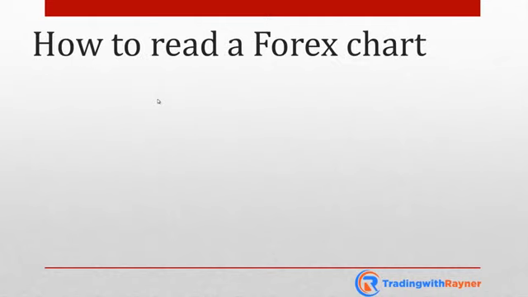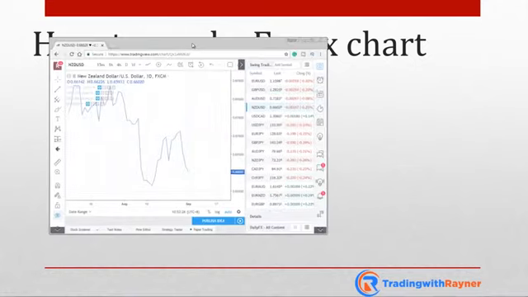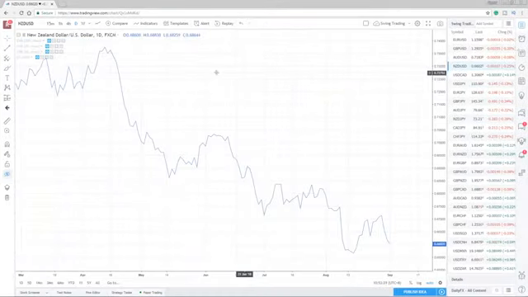So now, how do you read a forex chart? Let me share with you an example. So this is a forex chart. This one over here is from TradingView. You can go to tradingview.com and get access to free charts.